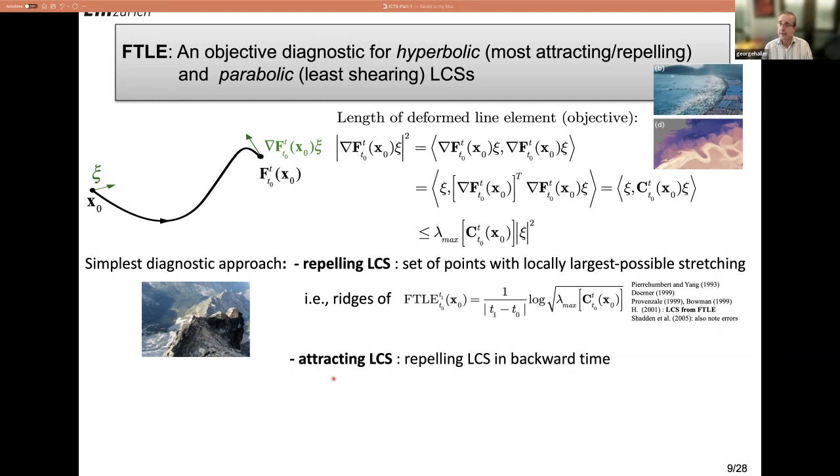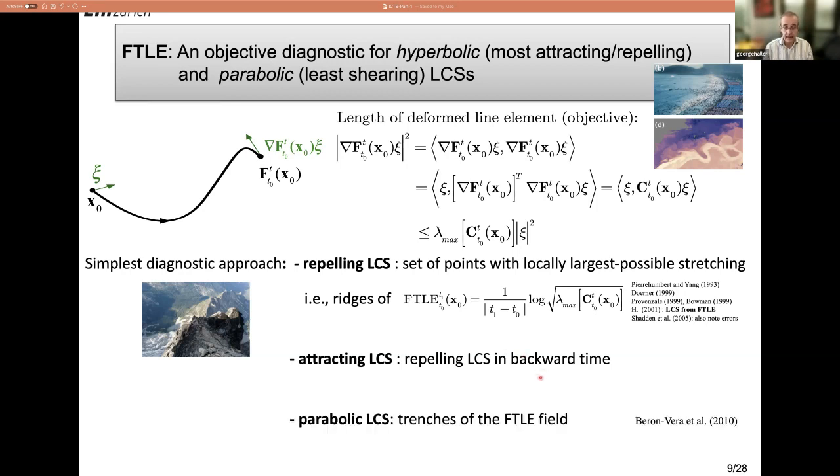The attracting LCSs would be the same in backward time. So these would be the ones that I'm talking about here. Since they are attracting in forward time, in backward time they're the most repelling objects. So you could run a backward time FTLE analysis to find them as regions of the backward time FTLE field.